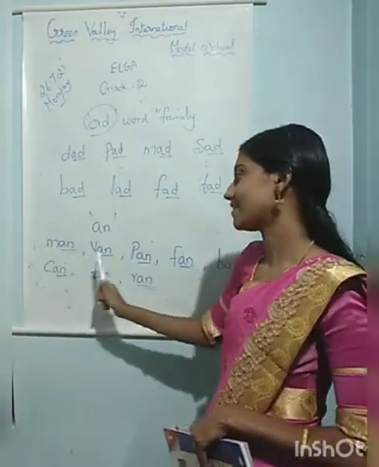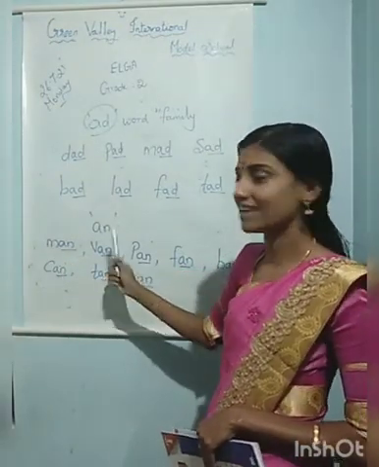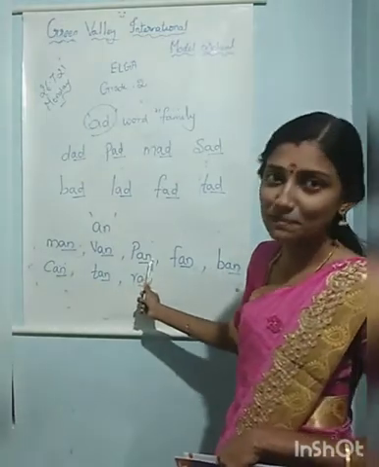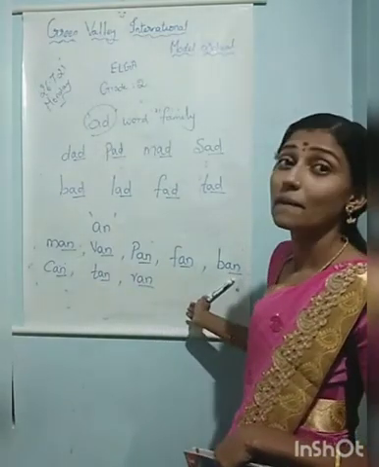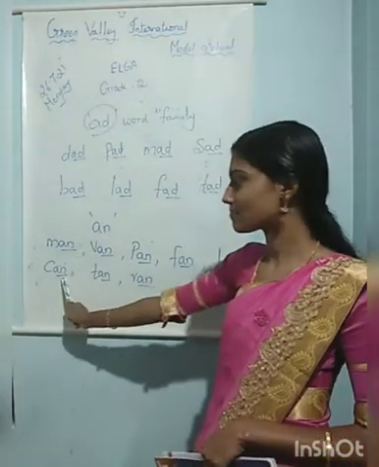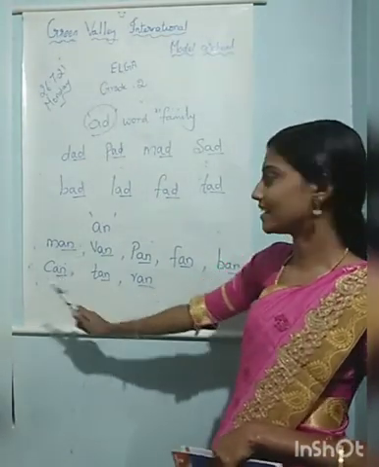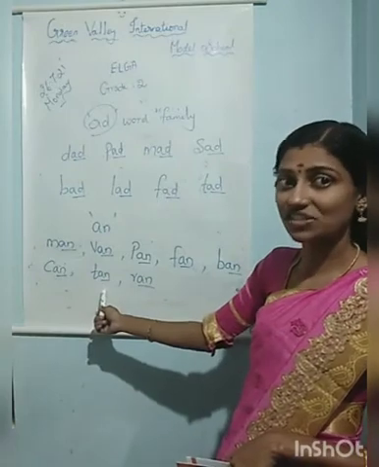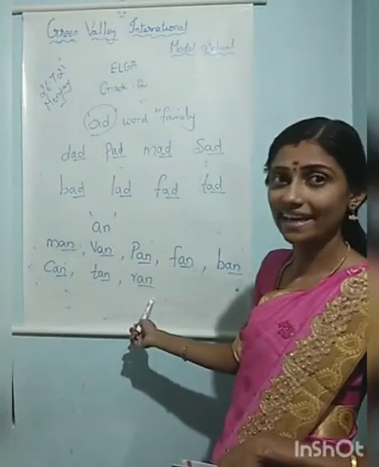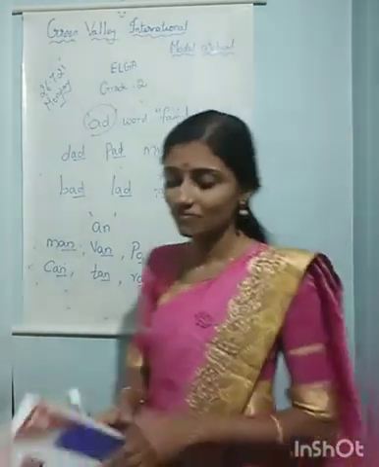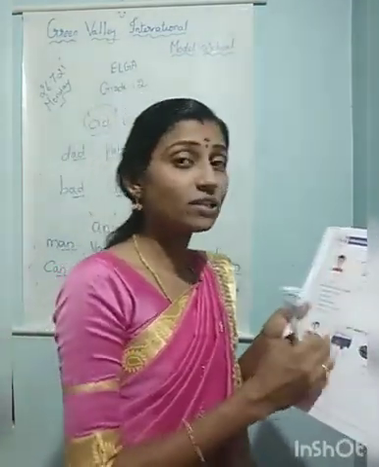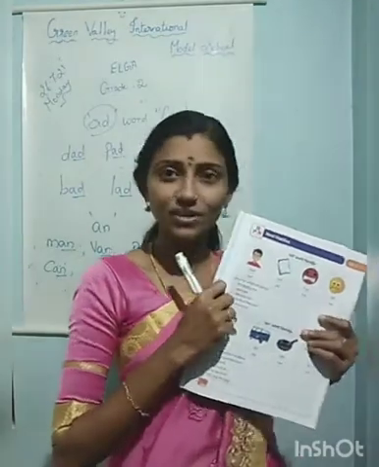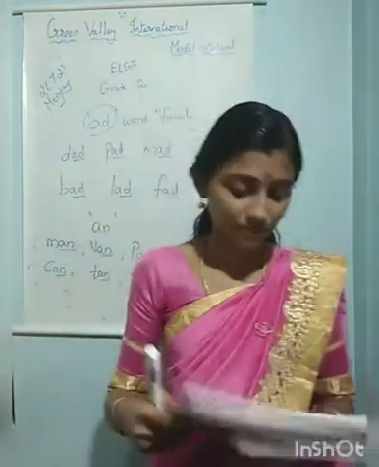AN, with the spelling. M-A-N, man. V-A-N, van. P-A-N, pan. F-A-N, fan. B-A-N, ban. C-A-N, can. T-A-N, tan. R-A-N, ran. Okay? So, some sentences are given. Shall we read both? Look at your book and read. Read along with me.